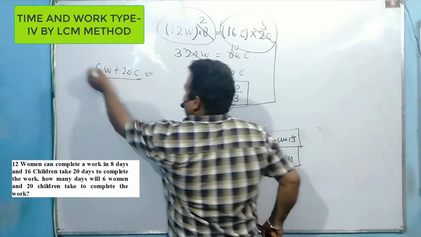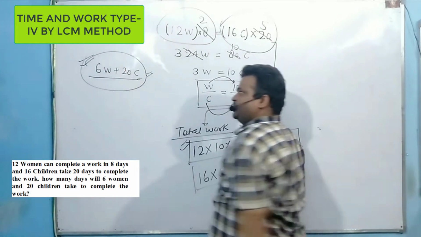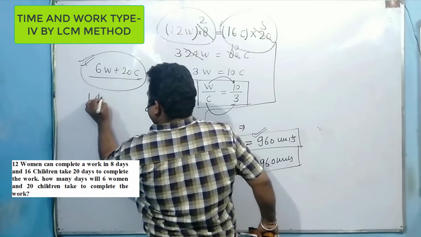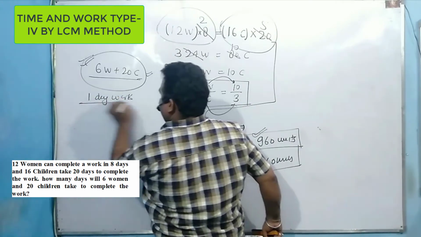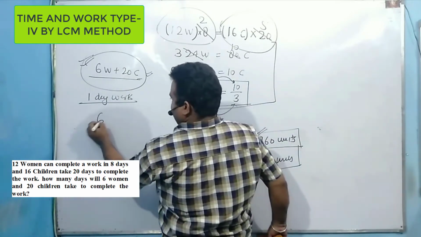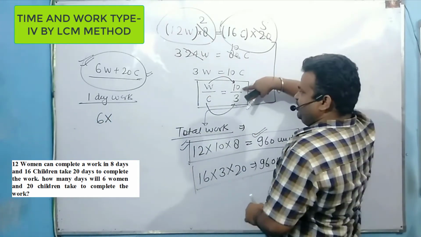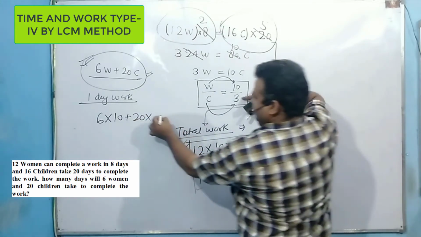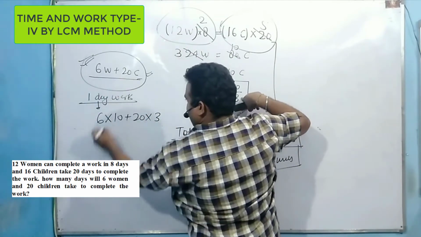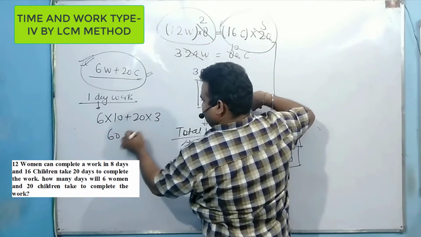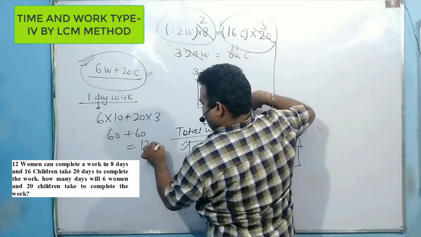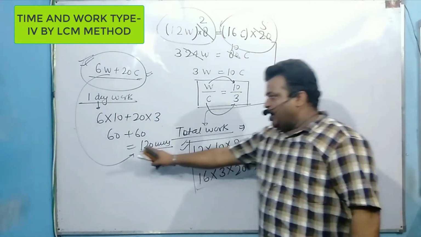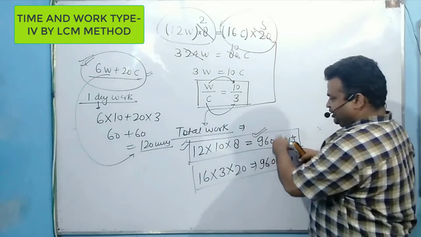Now, how much time will 6 women and 20 children take to complete the work? This is asked in the question. So what is one day's work done by 6 women and 20 children? 6 women make 10 units per day plus 20 children make 3 units per day. This is 60, this is 60. It means both produce 120 units per day.